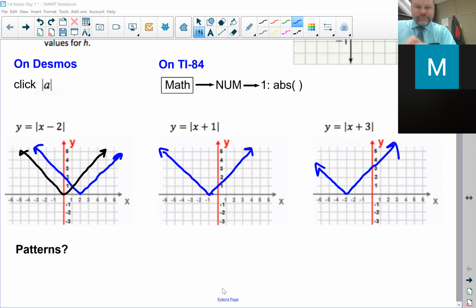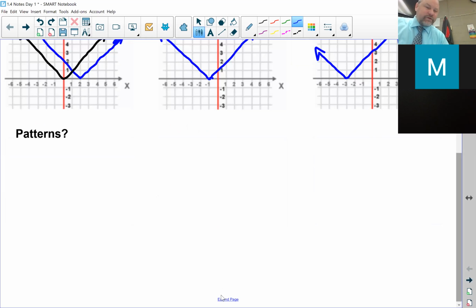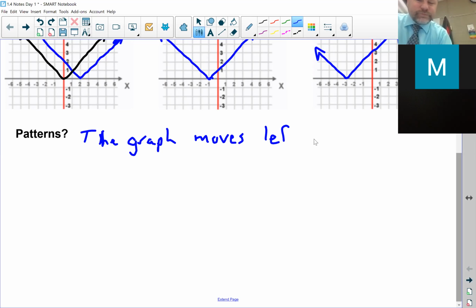So the pattern: our graphs moved either left or right.